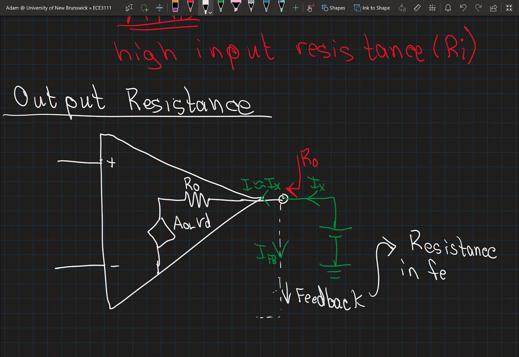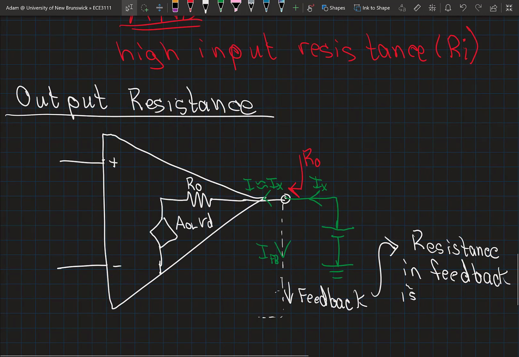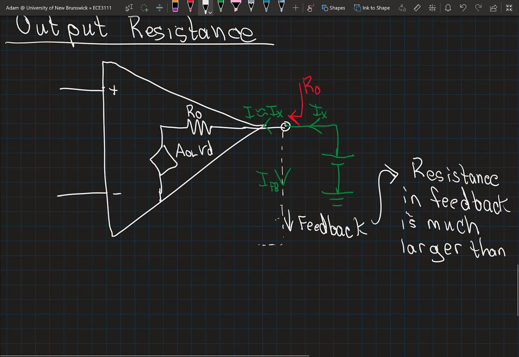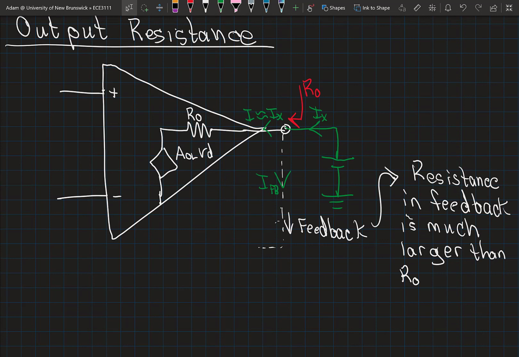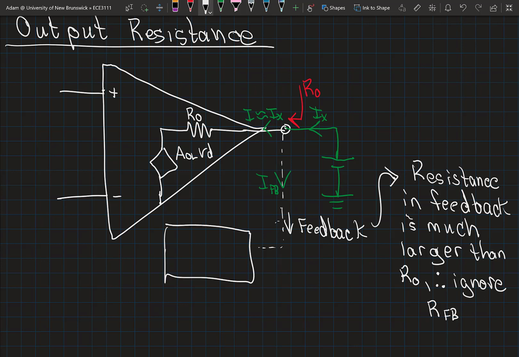Okay, so the resistance in the feedback is much larger than RO. Therefore, we're going to ignore the resistance in the feedback path, whatever that resistance is here. Let's just call it the resistance in the feedback path, whatever that is.